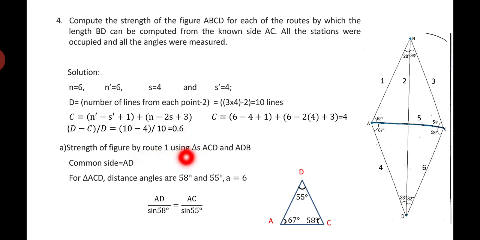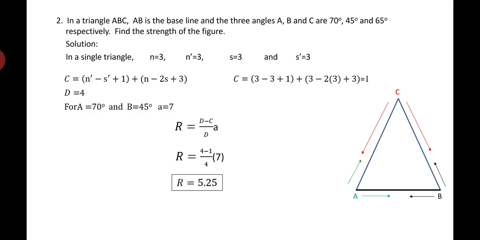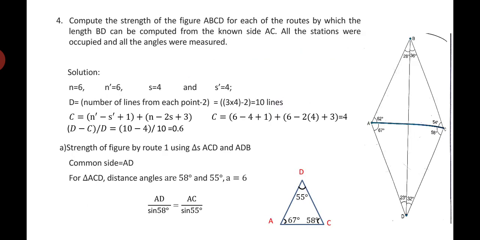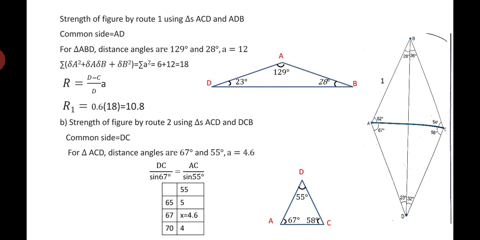The strength of figure by route 1: triangles ACD and ADB, common side is AD, and then we have the angles 58 degrees and 55 degrees, A is 6. As I said, you can go to the table and check that value here. See this, here you can check 55 and 6 is the value they are having, right? For 65 and 50, they are having this value. So 58 means it is going to be 60. So from the number of triangles you can easily find out the strength.